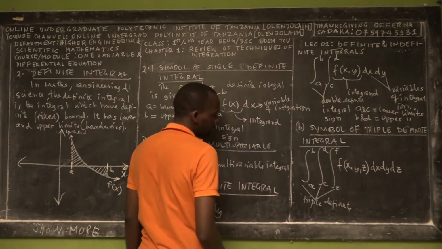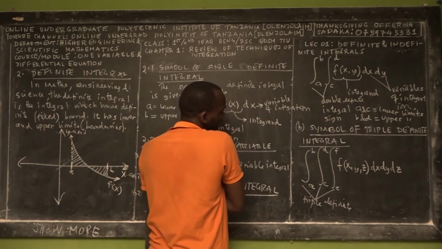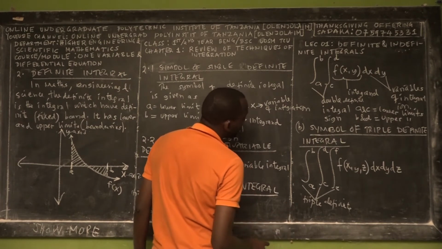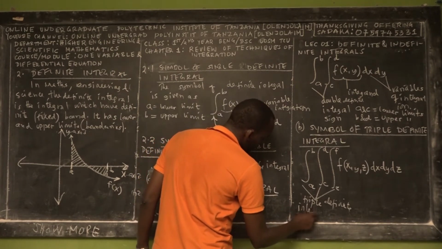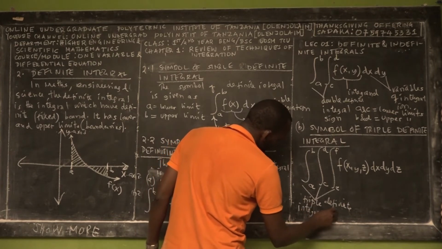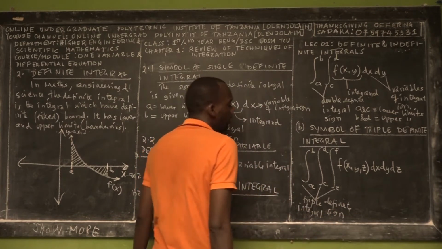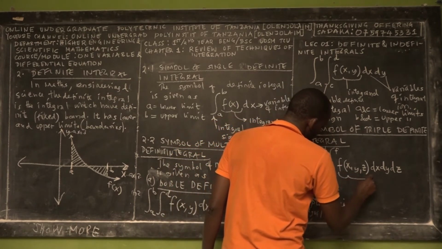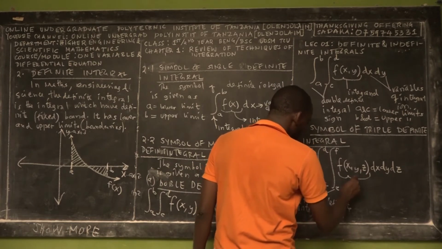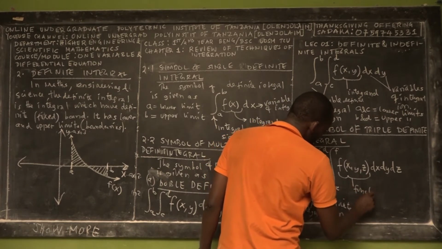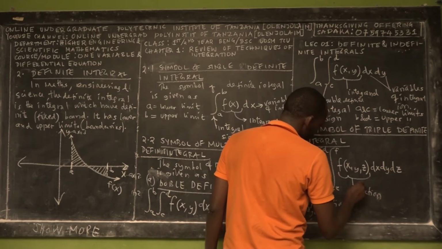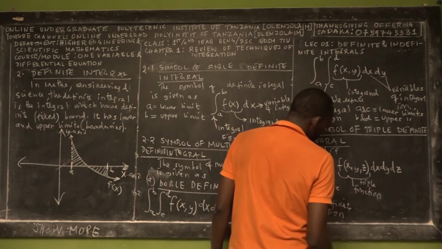So it's called the definite or finite integral, and the rest is called the indefinite or infinite integral. Okay, a triple definite integral sign. And then this function, a very interesting function. What do we call this? We call it a triple integral function, or triple function.